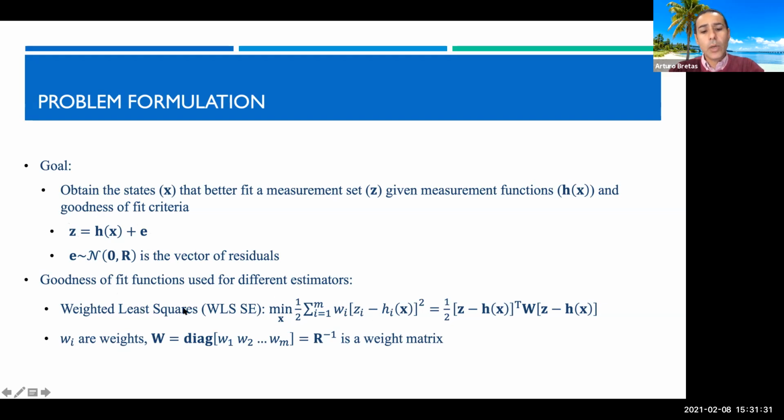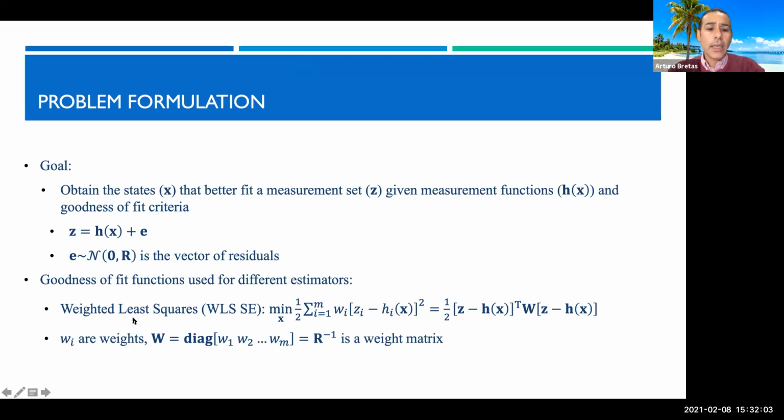And the weighted least squares solution, which is really the weighted norm of the residual, is the most used solution. The weights are usually considered as the inverse of the covariance, meaning that if you have a specific meter that has a high precision, you want it to have a high weight in your solution because the weight will attract the solution toward it.